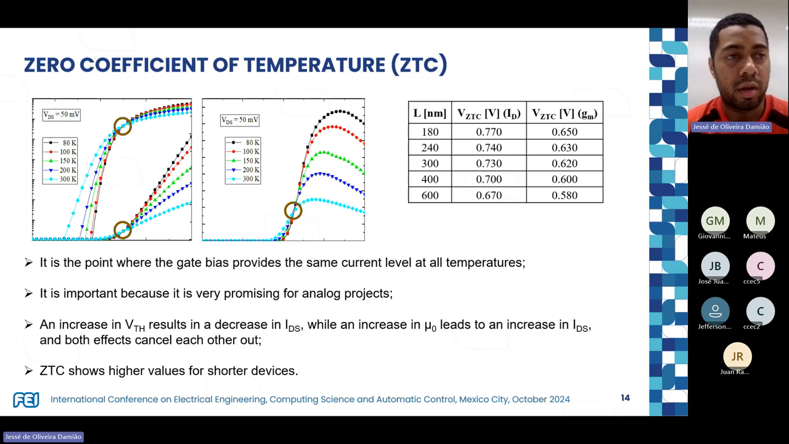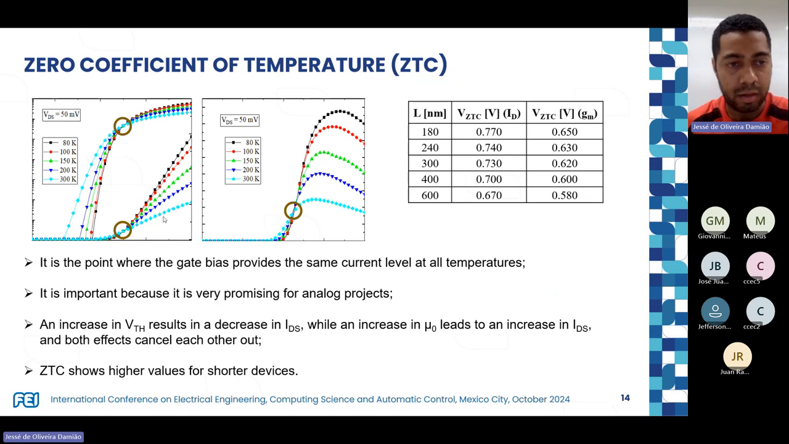And I will talk about the zero temperature coefficient, the ZTC. The ZTC is the point where the gate bias provides the same current level at all temperatures. It is important because it's very promising for analog projects, right?